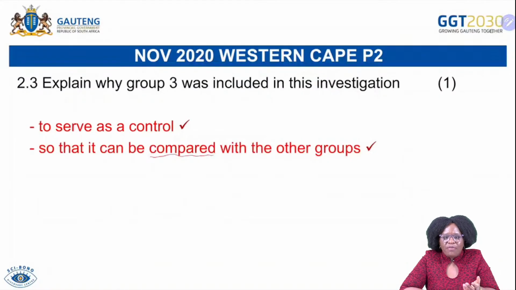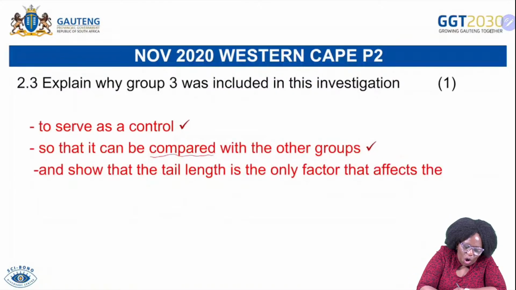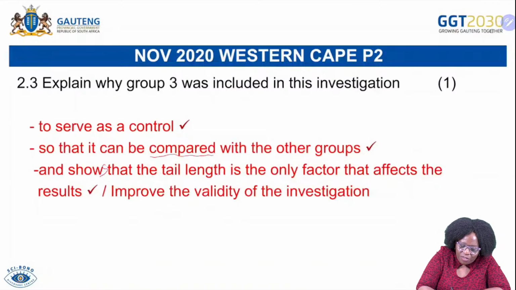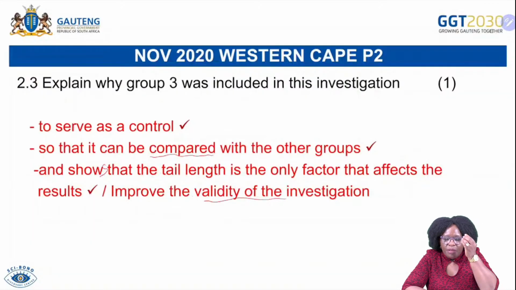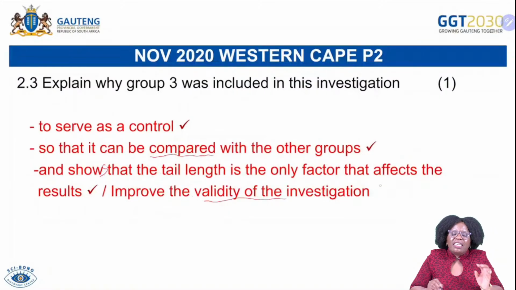How many groups did we have in this context? We had 3 groups. So we're comparing group 3 with group 1 and group 2. And it shows that the tail length is the only factor that affects the results, improving the validity of the investigation. So in other words, the reason why we had the control group, which is group 3, is to show that it is the tail length that is the only factor that affects the results.